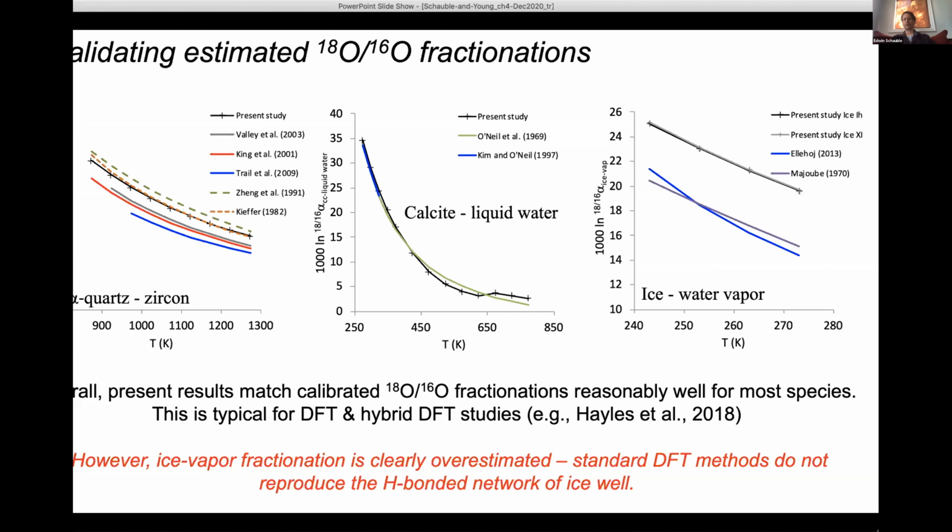And then ice versus water vapor, that's maybe kind of a worst case scenario here, where the theory in general does not do a super good job of matching experiments. It's in the right direction. It's pretty close to the right magnitude. It's off by about 20% or so, but it's not so good. And this is actually a well-known shortcoming of the standard vanilla density functional theory method that's being used here, that it doesn't do a very good job with water hydrogen bonding networks, generally speaking.